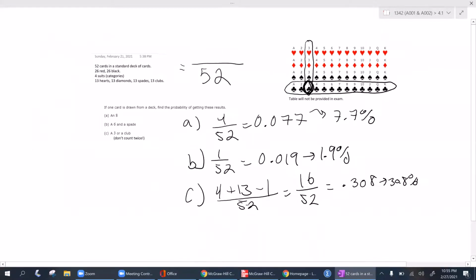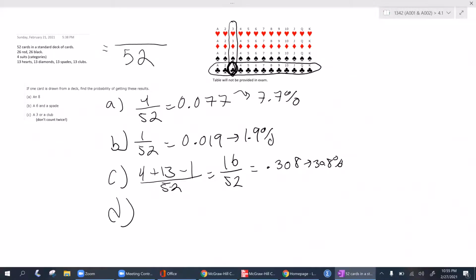Go ahead and give another example. I want to know the probability, we'll call this D, right? You want the probability of drawing a heart or diamond, right?